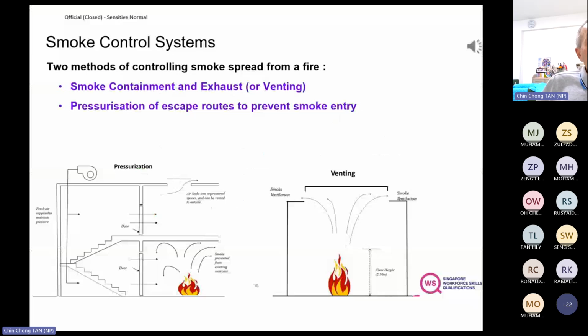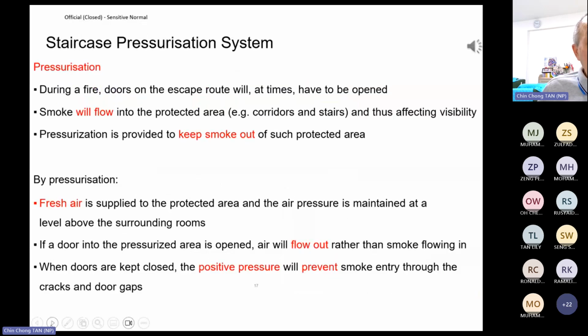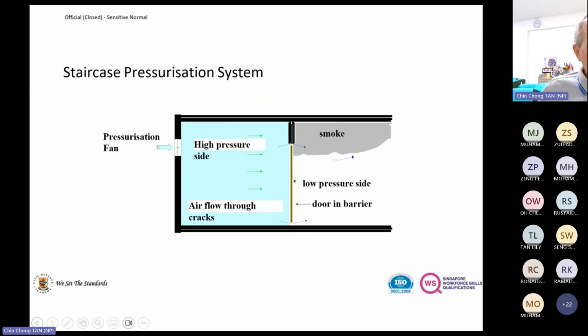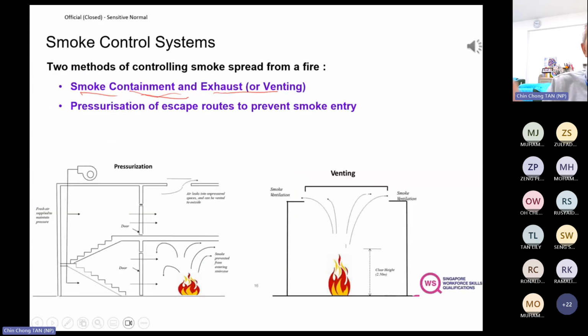So there are two methods of controlling smoke spread. The first method is smoke control, containment and exhaust. Now, let me explain how this works. I must have a clean slide.